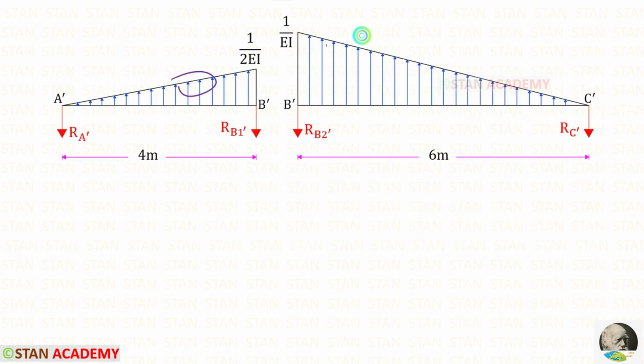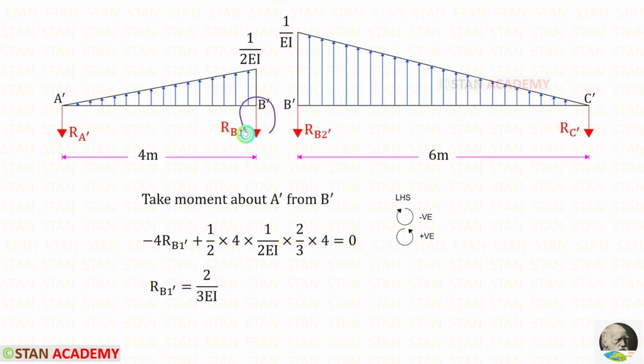Since the UDL is acting upwards, the reactions will be acting downwards. We need to find RB1 dash and RB2 dash. To find RB1 dash, let us take moment about A dash. RB1 dash is acting in the clockwise direction, so it will be negative and the distance is 4.